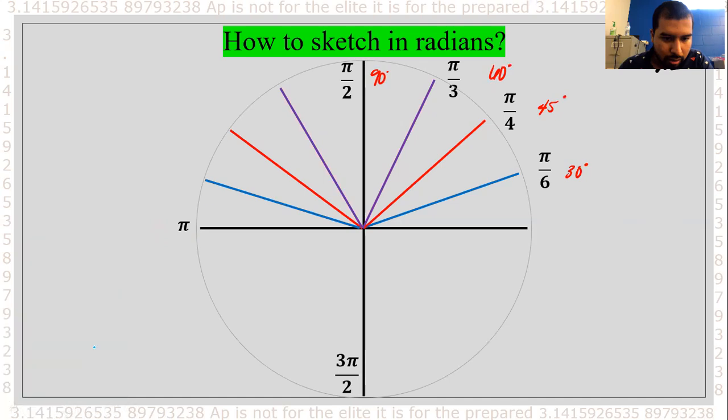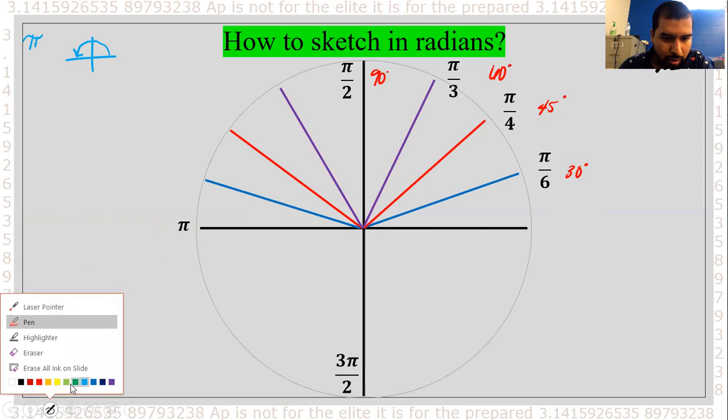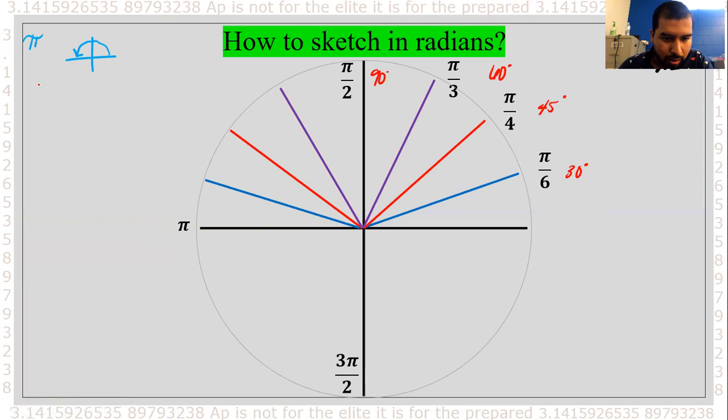So let's say I have just pi. And hopefully you're able to see that if I just have pi, it's just the top side of this unit circle. Okay, let's get a little bit more complex. And we have pi over 2.